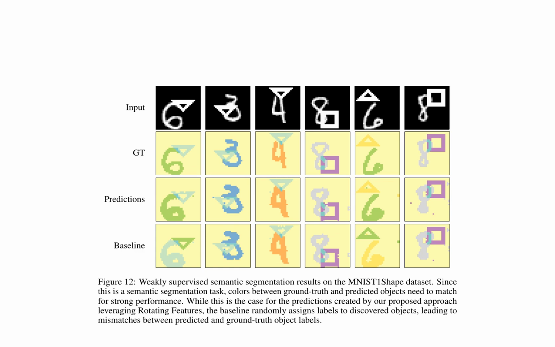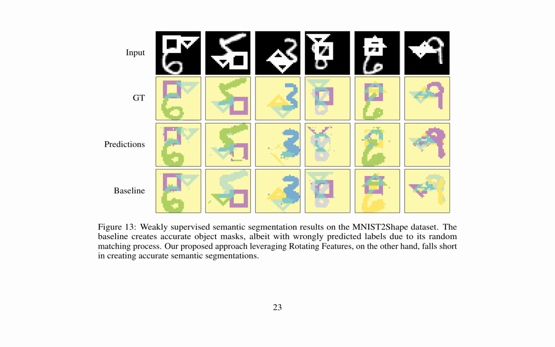While the baseline approach generates accurate object masks, it struggles with correctly predicting labels, as illustrated in Figure 13. Conversely, the proposed approach falls short in creating accurate semantic segmentations, but excels in object labeling accuracy. This underscores the effectiveness of the proposed method in correctly identifying object labels. The comparison highlights the trade-off between object mask accuracy and label correctness. The proposed approach's ability to accurately match object colors and labels demonstrates its potential in weakly supervised semantic segmentation tasks.